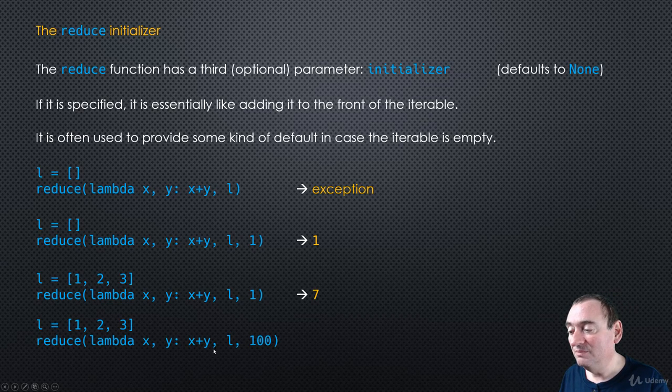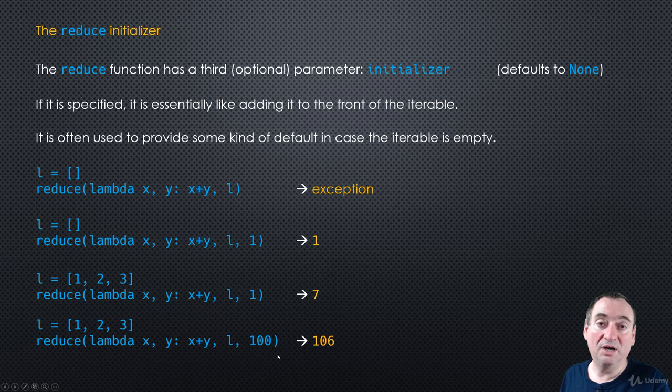Just to make it clear, let's say that I specified the initializer to be 100. Then we would have 100 as our initial value, plus everything else that's in the list. So in this case, we'll end up with 106. So be careful with the initializer, right? To do a summation of a list, I would not use an initializer of 1 or 100. I would use an initializer of 0 because it won't affect the sum. If something is in there, 0 plus 1 plus 2 plus 3 will still be 6. If the list is empty, it will give me 0 back.